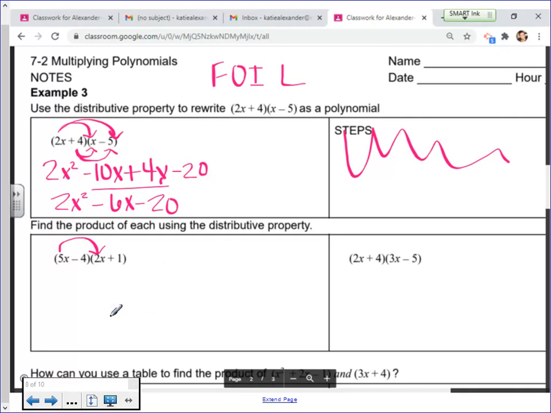The next one, 5x times 2x would be 10x squared. So those are my first two. That's what the F stands for, is first. Then I'm going to take my outside times my outside. 5 times 1 is 5. Then it has an x there. Inside times inside, I think it's a negative 4, right? Yeah. Negative 4 times 2 is negative 8x. And then negative 4 times positive 1 is negative 4. These two are combined, which leaves you with a negative 3x.